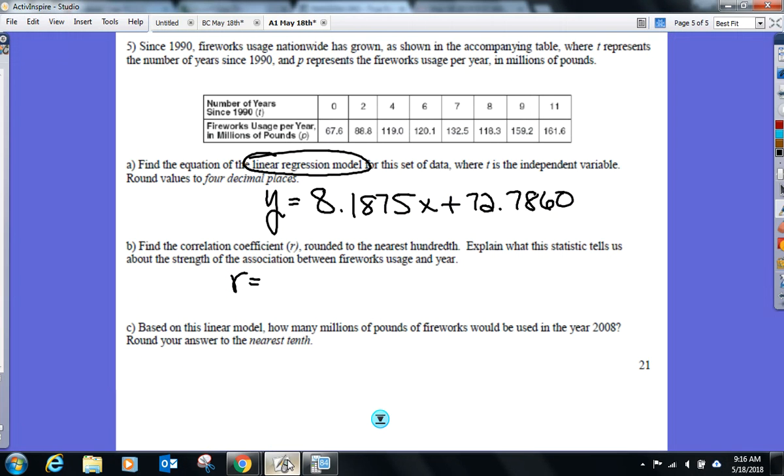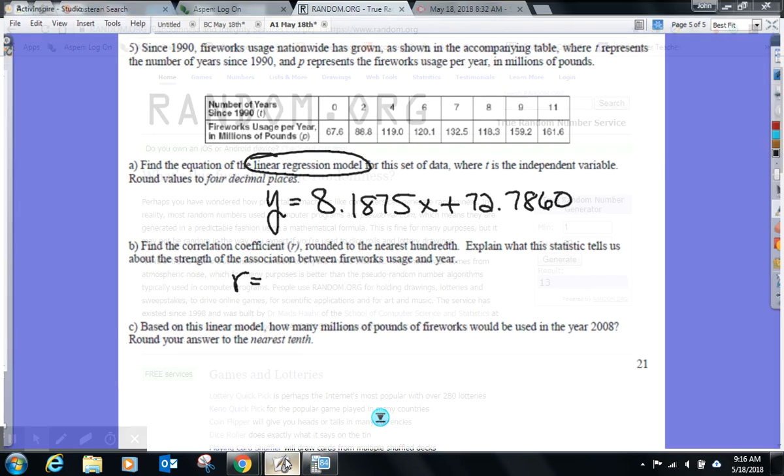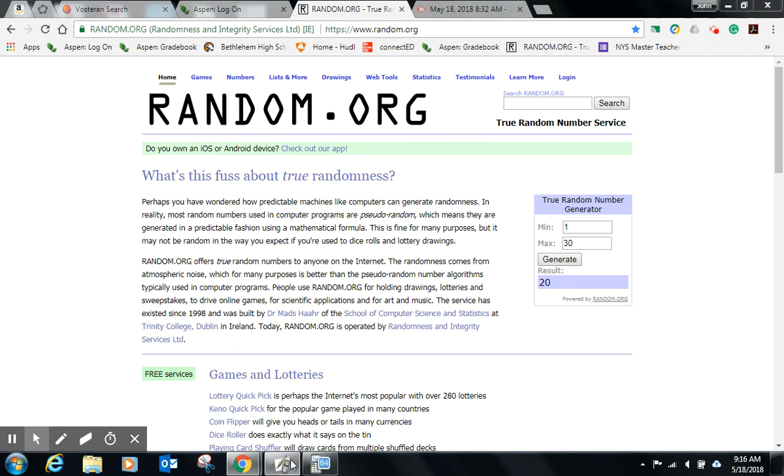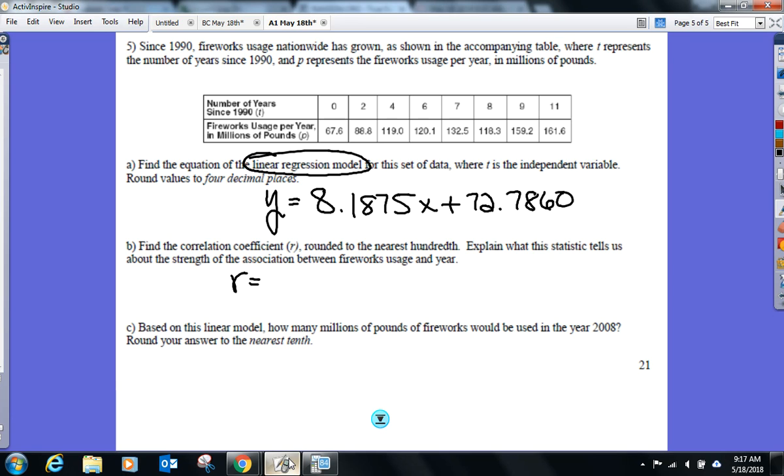What are we looking at? Just nearest hundredth on this one. So 0.94. What type of strength do you tell me this is? Strong, moderate, weak, positive? Strong, positive. Yep.